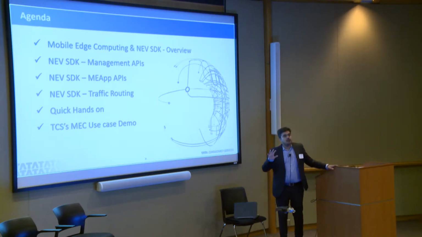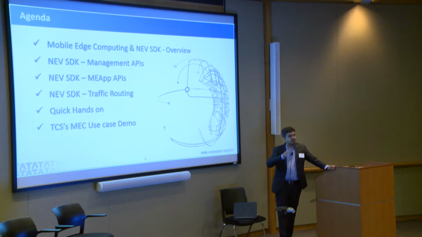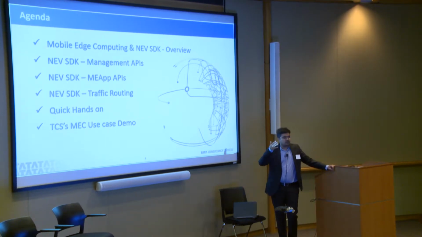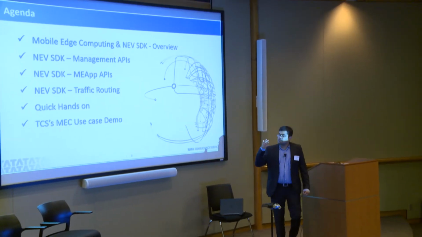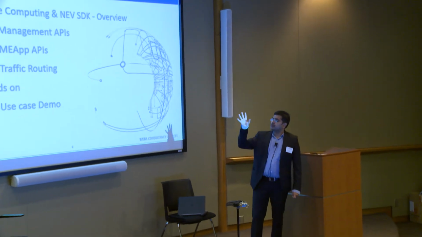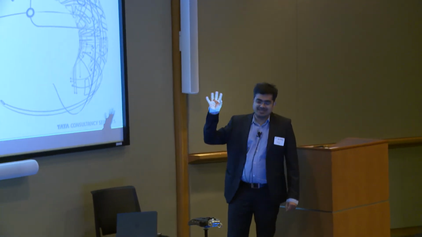So as part of today's session, we have divided the session into basically two parts. First, I'll cover all the APIs that Anurag Ranjan talked about in the previous session, where we saw the reference architecture from Intel, the NEV SDK. I'll very briefly touch upon what is MEC and what is NEV SDK, and then jump into the NEV SDK management APIs, which is the MM5 interface. Then we will jump into the MEApp APIs, which is the MP1 interface, and we'll also go through some of the traffic routing. How do we create routes or traffic routes within the NEV SDK? We'll cover those aspects as well.